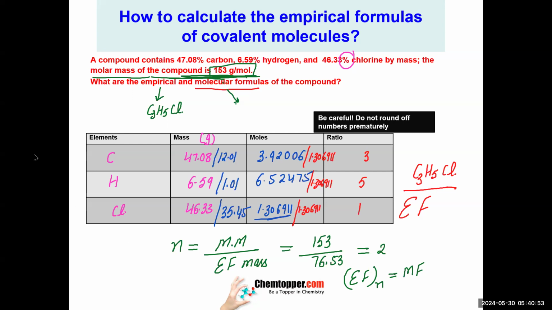So what is the empirical formula here? C3H5Cl, then take 2 here. So the formula is, yes Akash, very good. Where are you, Mayank? C6H10Cl2. Mayank, you're understanding? Okay. That's the molecular formula.